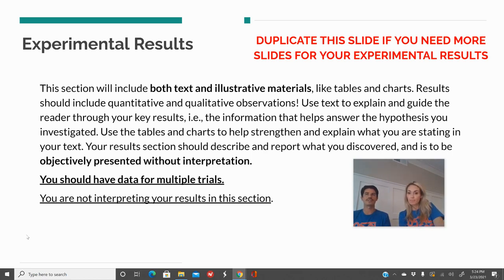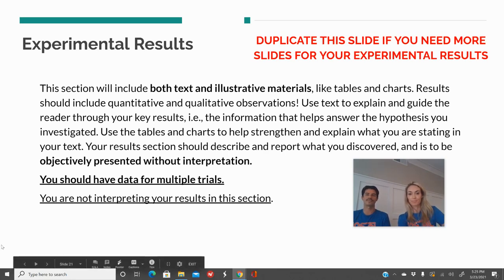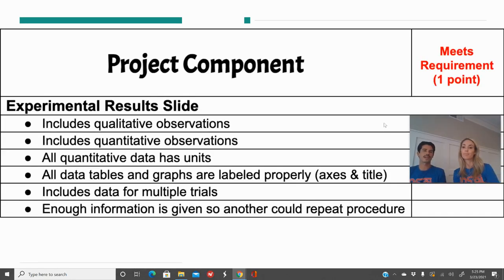Your results section should describe and report what you discovered and is to be objectively presented without interpretation. What patterns, trends, and relationships can you identify in your data? What do these patterns, trends, and relationships mean? You should have data for multiple trials. And remember, you are not interpreting your results in this section. The total points for your results slide are 6 points.